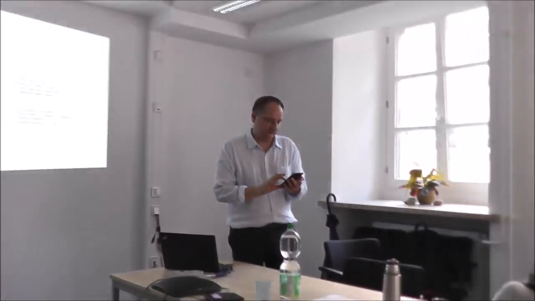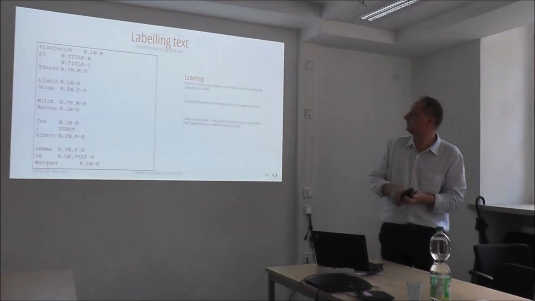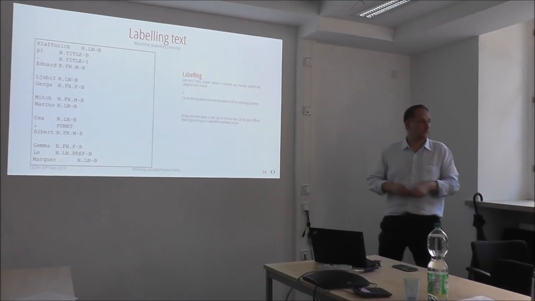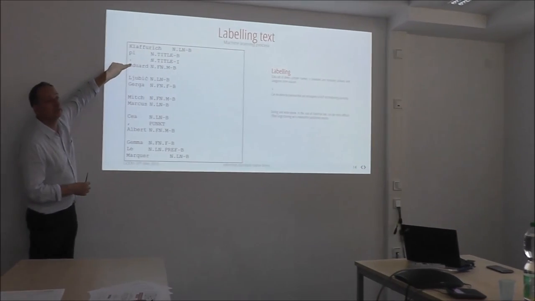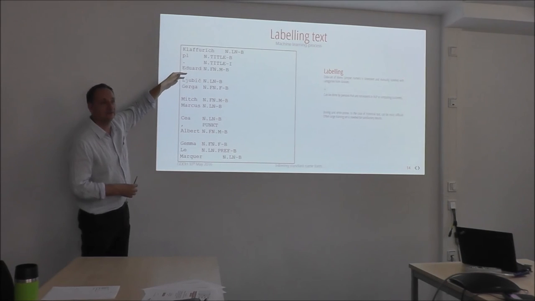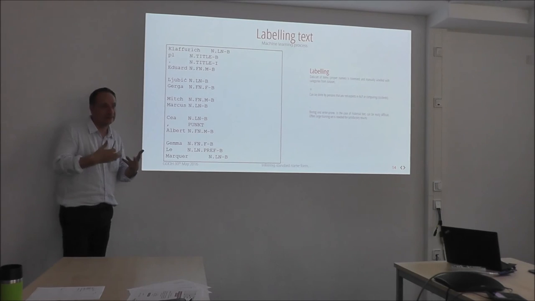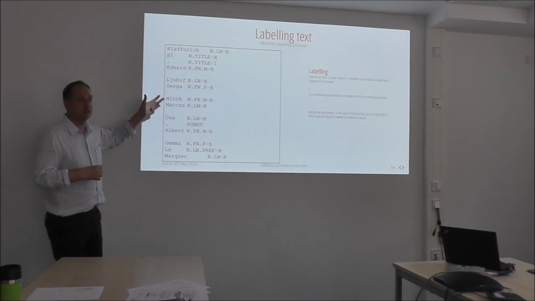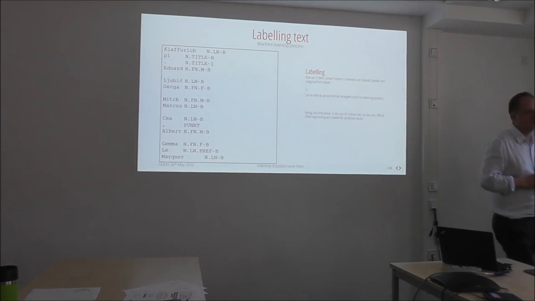I didn't answer your question properly. So what we need is something like this, because then learning algorithms can learn the probability of a title being before a first name or something like this. If you have only a dictionary, this is not enough for learning algorithms to learn enough of the structure. It will definitely be helpful. Every new source is helpful, but it's not enough.